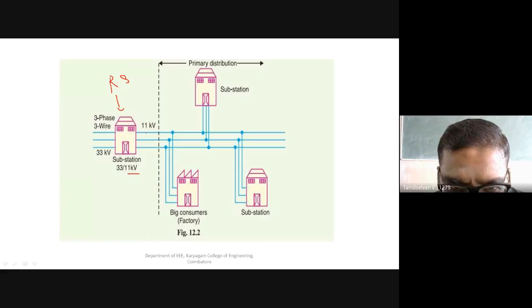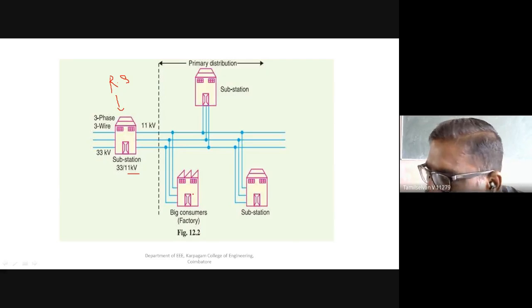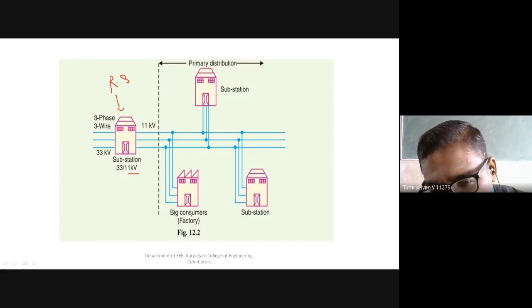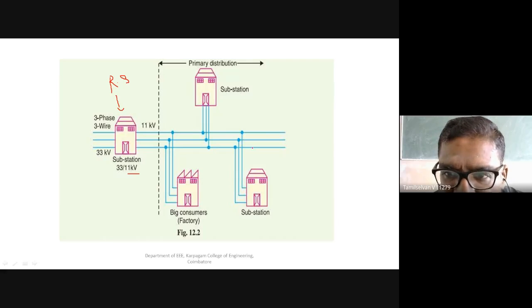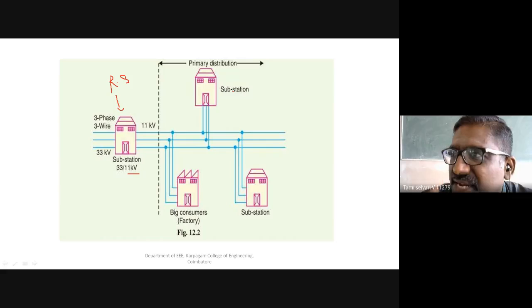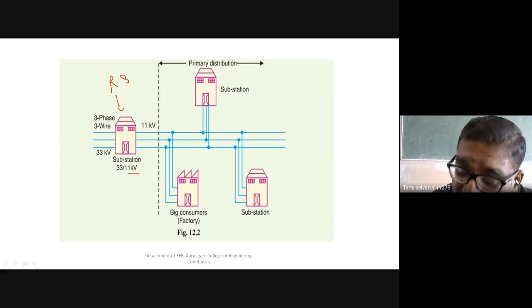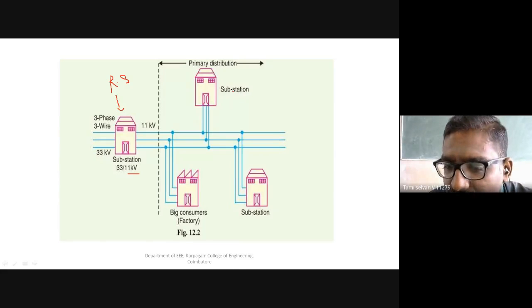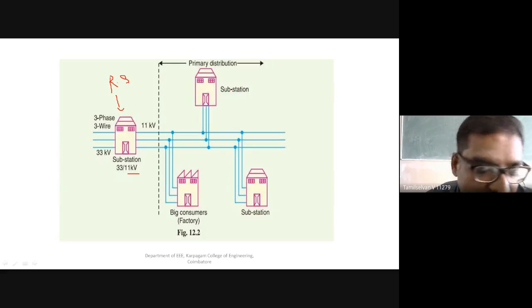From this feeder we connect our big consumers, like a factory or an educational institution, that draw power from the primary distribution. This primary distribution connects the various substations. From these substations, the power is distributed to individual consumers, where again the voltage is stepped down. That is called your primary distribution system.